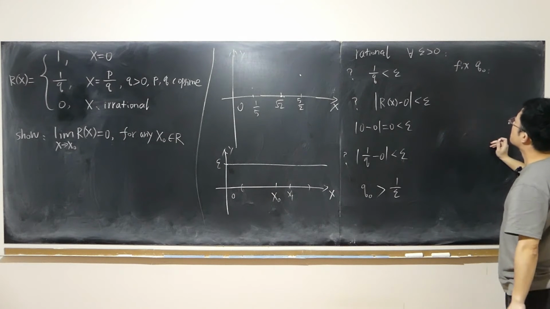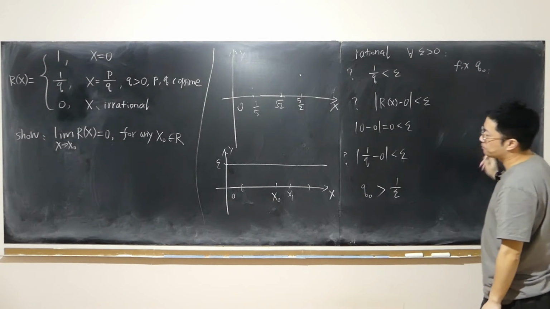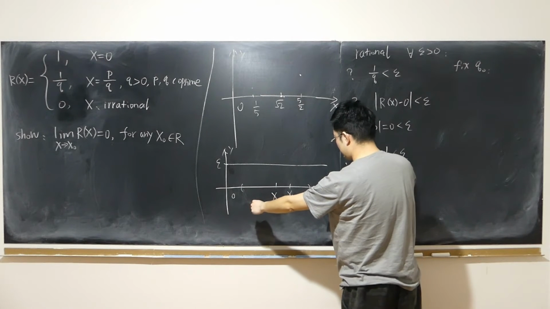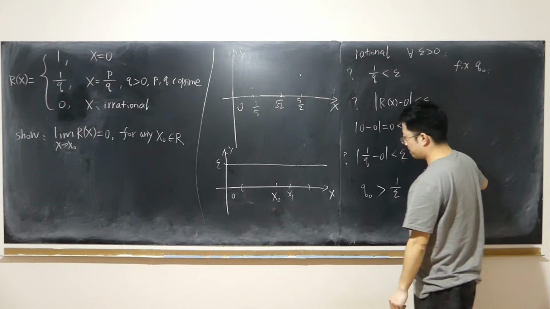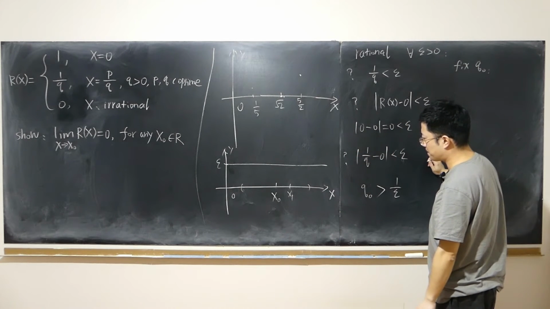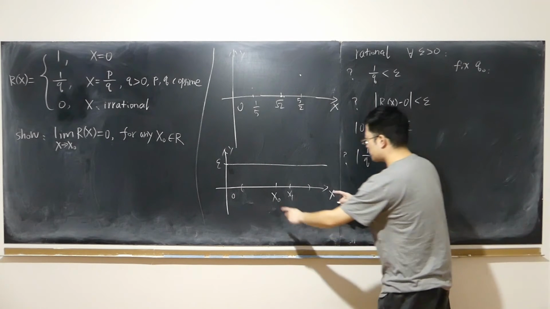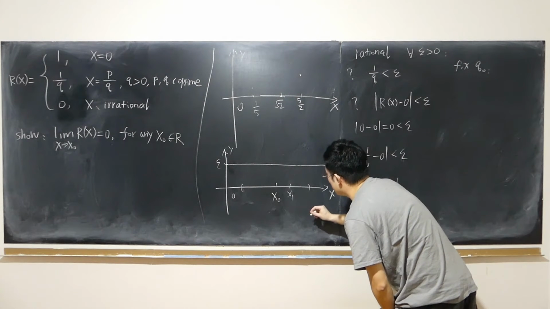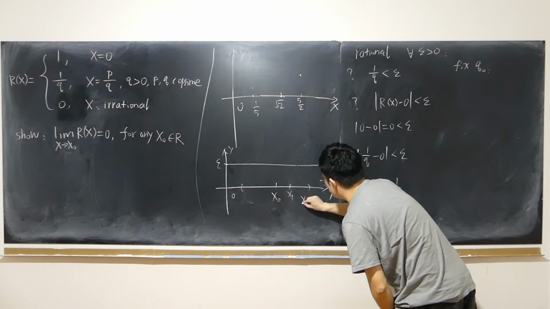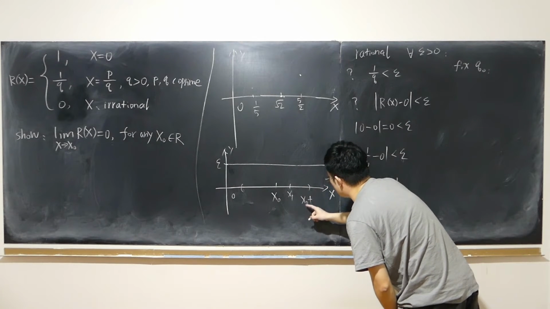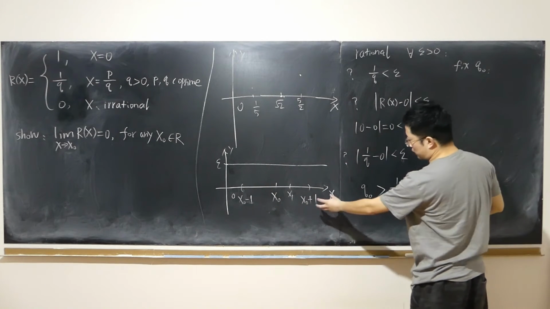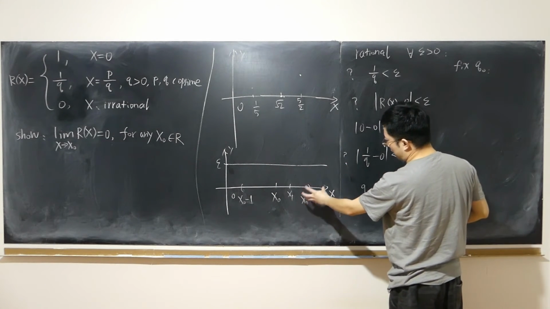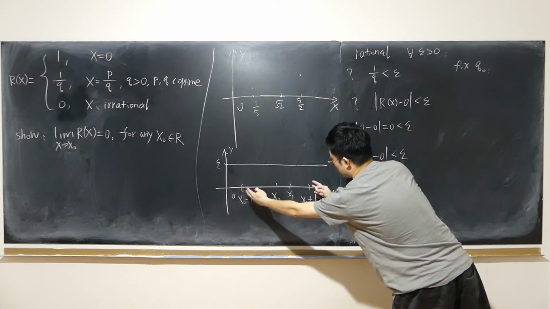Fix q naught. Now I'm looking at this. I haven't found a delta yet, but maybe I can find a neighborhood that's x naught plus 1 and x naught minus 1, right? Not delta yet, but I will determine delta later. First, let's find this deleted neighborhood.